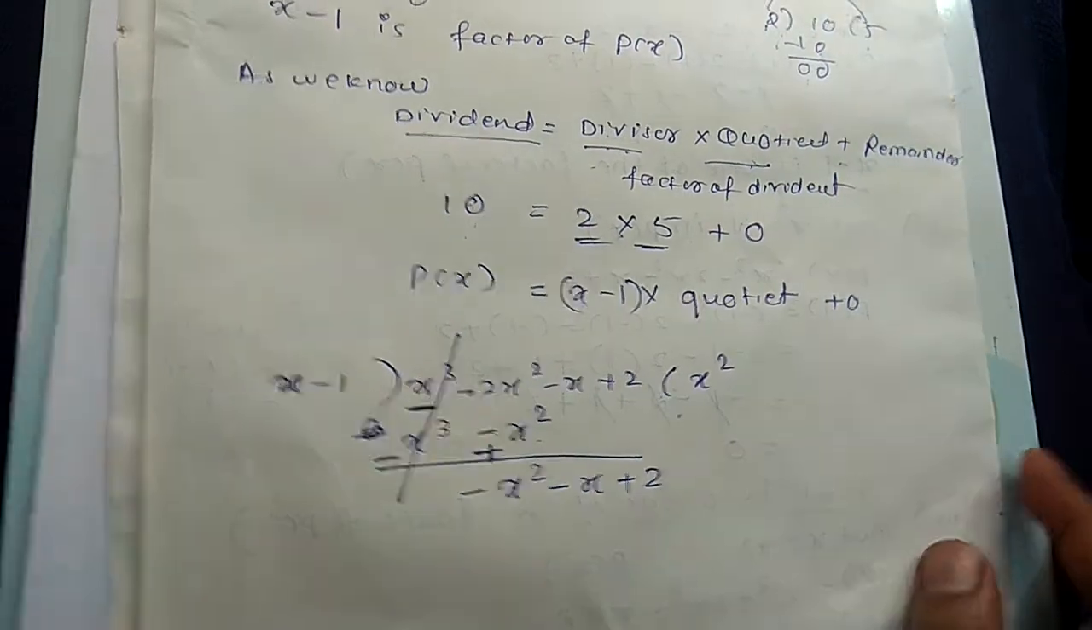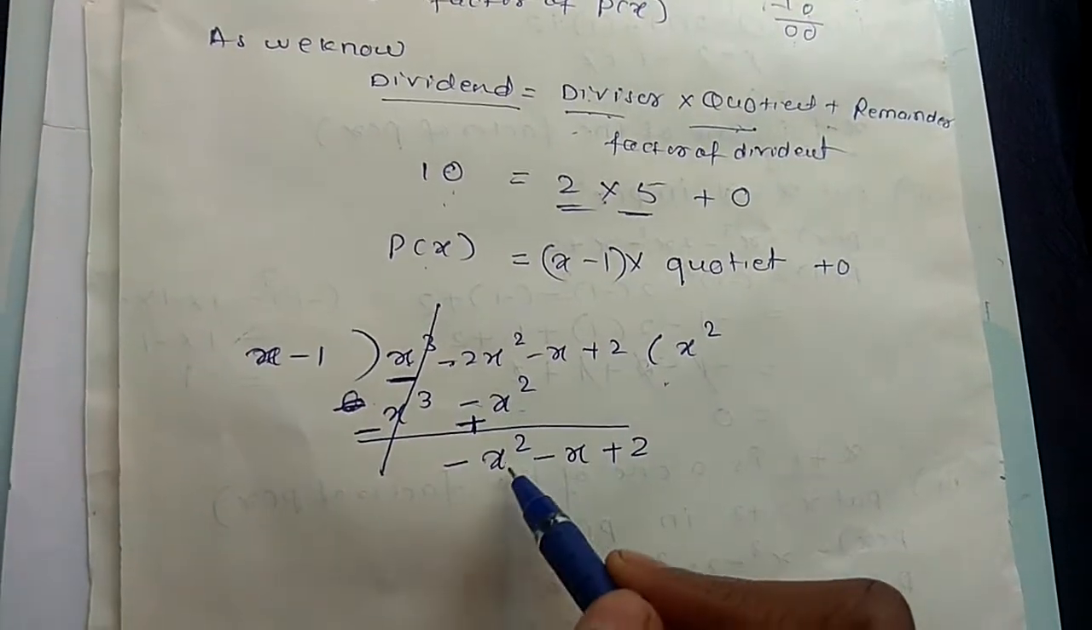Next you have to eliminate this. So we should get minus x square. We have x here.